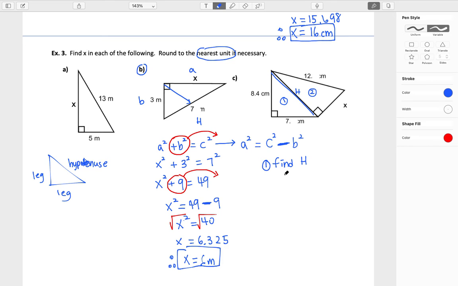After you find the hypotenuse of triangle 1, then you're going to use triangle 2 to find x using 12 centimeters and the hypotenuse that you found in step number 1. The answers are attached in the answer booklet. So try it out on your own and hopefully you will get the correct answer.